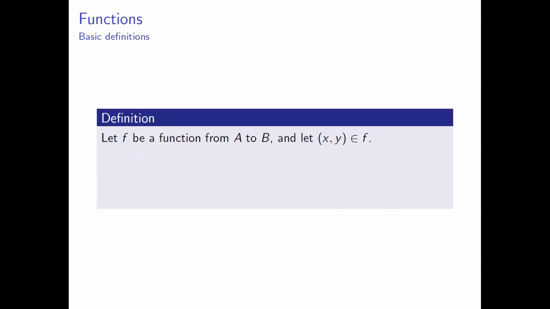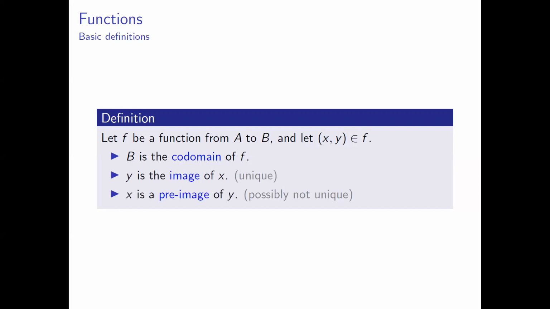For a function f from set A to set B, the set B is called a codomain of f. If the object x is related to the object y under f, y is called the image of x. On the other hand, x is called a pre-image of y. Note that by the definition of a function, the image of any object in the domain is unique, but the pre-image of an object in the range is not necessarily unique.